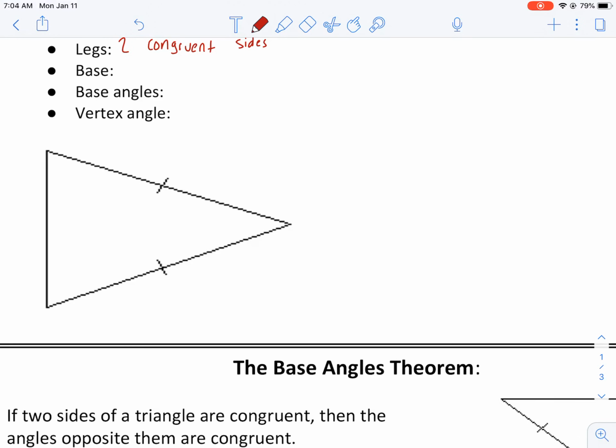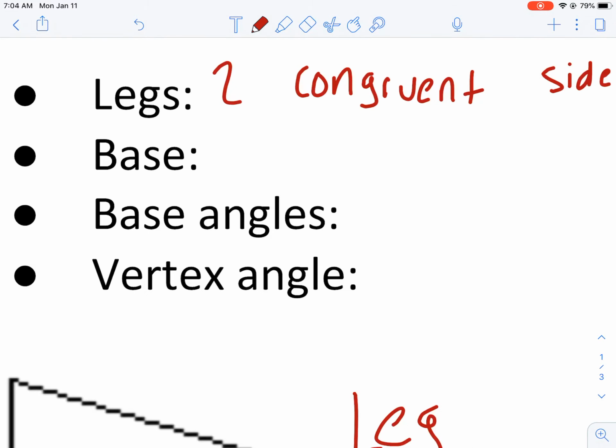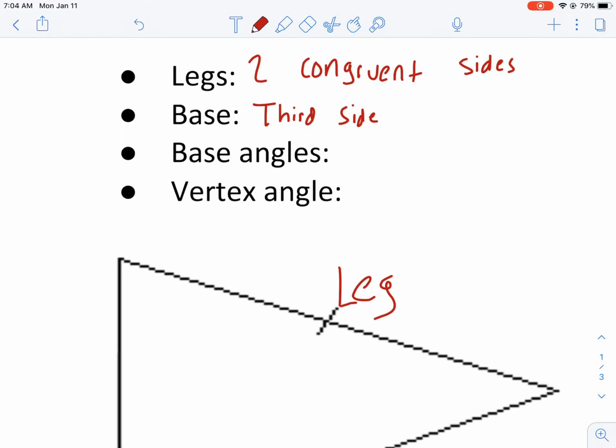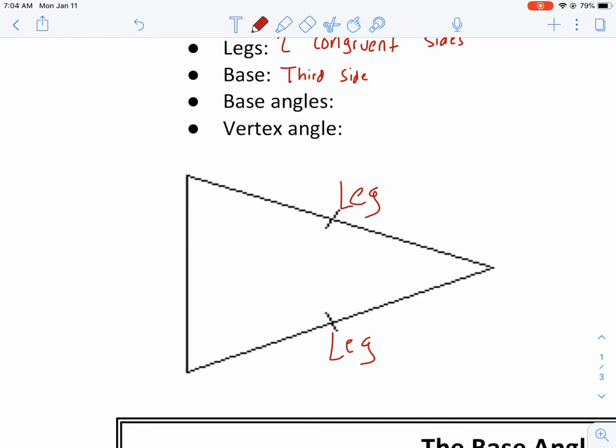So if we were to label this right here, actually, let's just say this is a leg and this is a leg, okay? Then we have the base. The base then would be the third side, the one that's not congruent. So this right here, this would be the base.